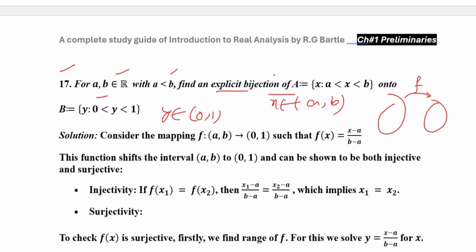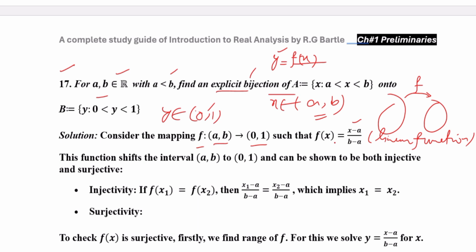we need a function f, or we need a mapping in which y is a dependent variable that depends on some variable x, but it should be a bijection function that maps every element of this open interval to this open interval. So one of the mappings, consider the mapping f from open interval (a, b) to open interval (0, 1) such that f of x is equal to x minus a over b minus a. This is a linear mapping, linear function or linear mapping.